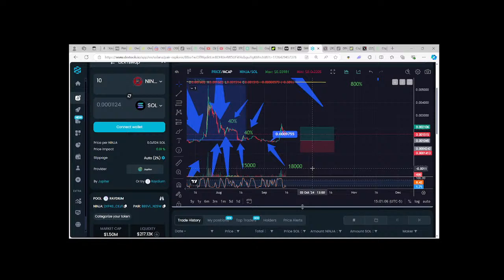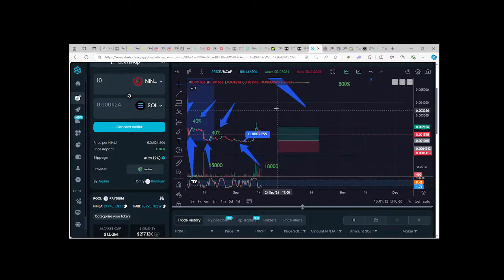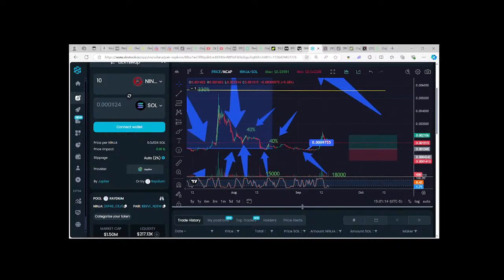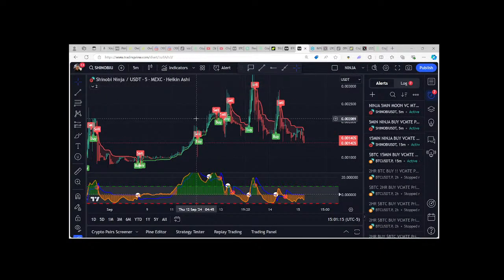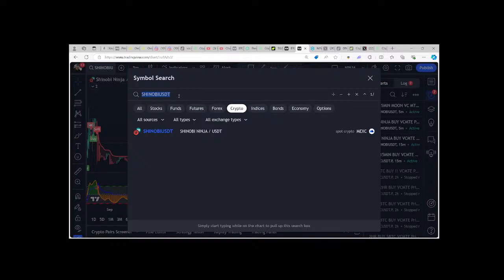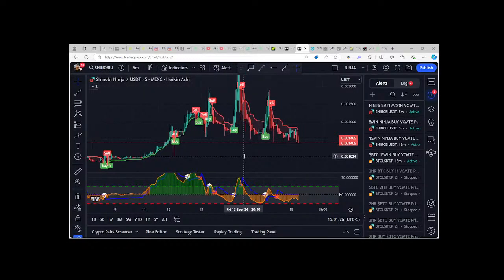So these things are called accumulations, and I'm going to walk you through how we actually do this so that you can understand. And for that, I'm going to move over to TradingView, and all that you've got to do to find it is just type in Shinobi USDT. Click on it, because it's on spot on MEXC, so you can actually see it on the spot.